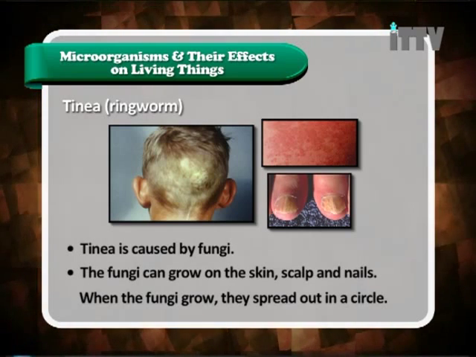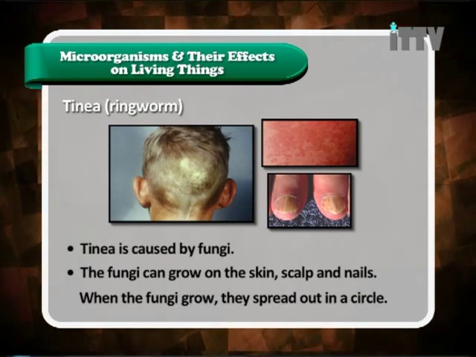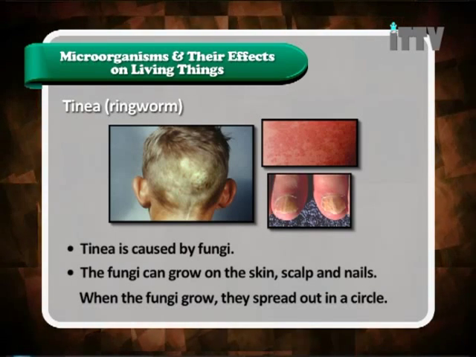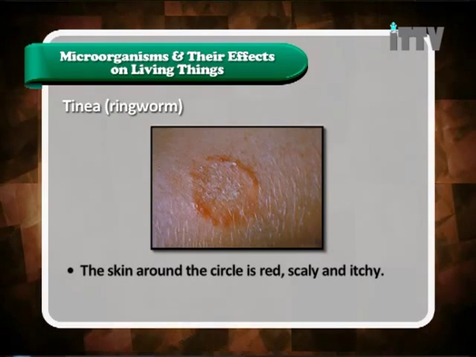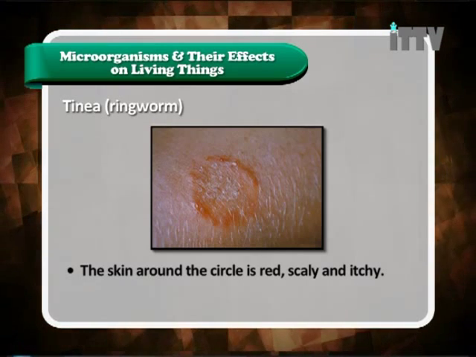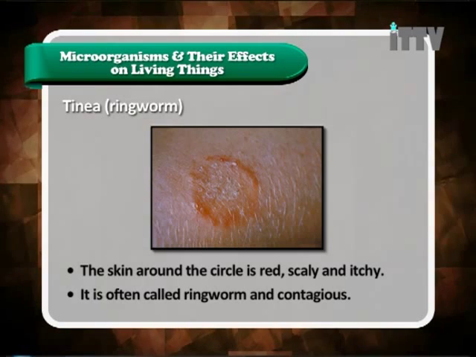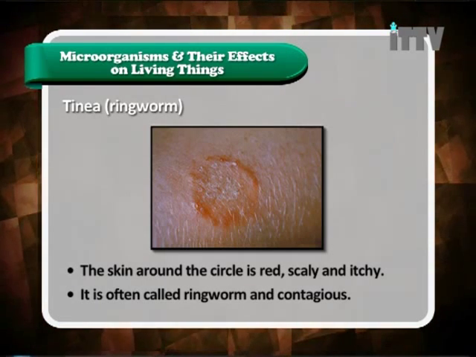The fungi can grow on the skin, scalp, and nails. When the fungi grow, they spread out in a circle. The skin around the circle is red, scaly, and itchy. It is often called ringworm and is contagious. So this is how tinea is. It spreads out in a circle and it has red spots and rashes.